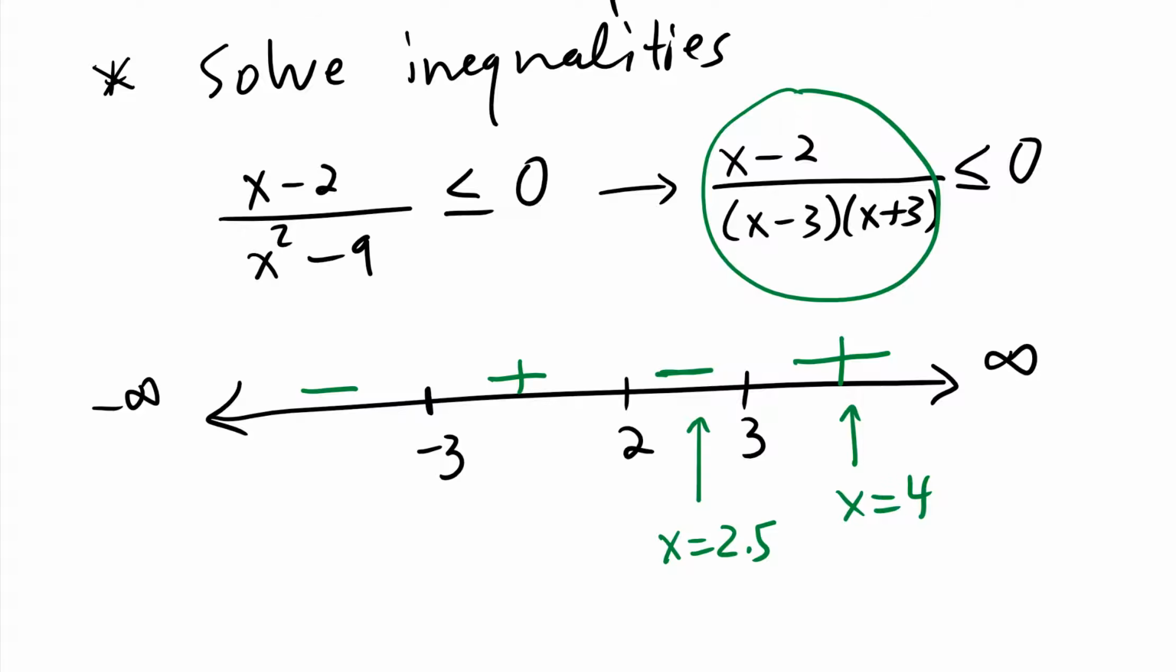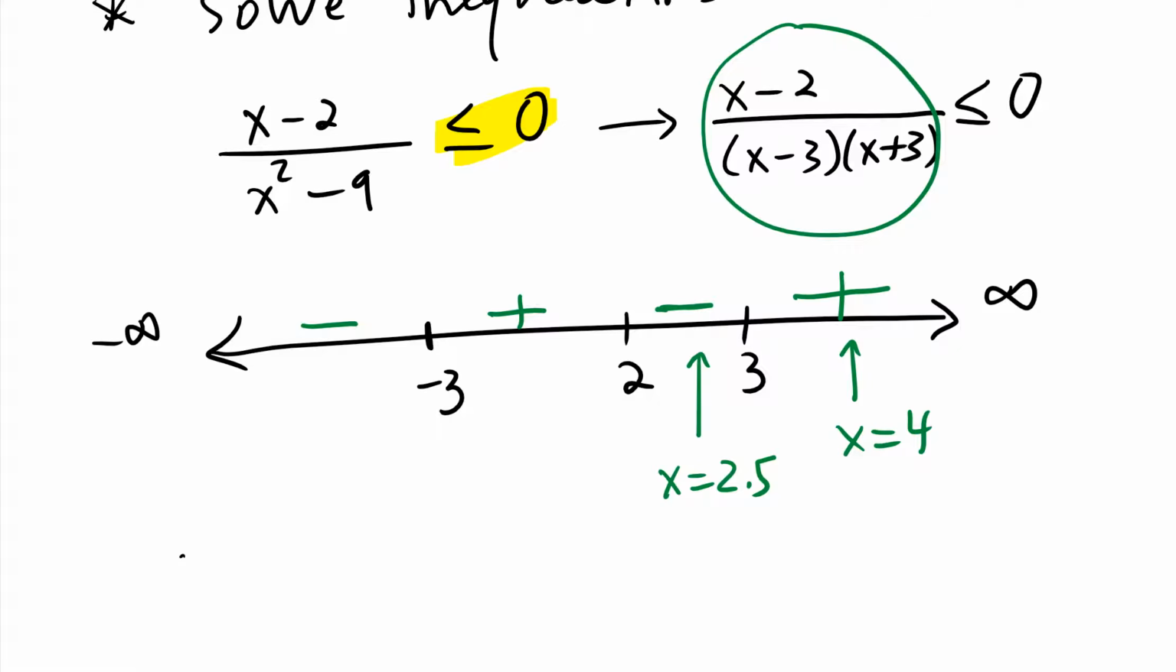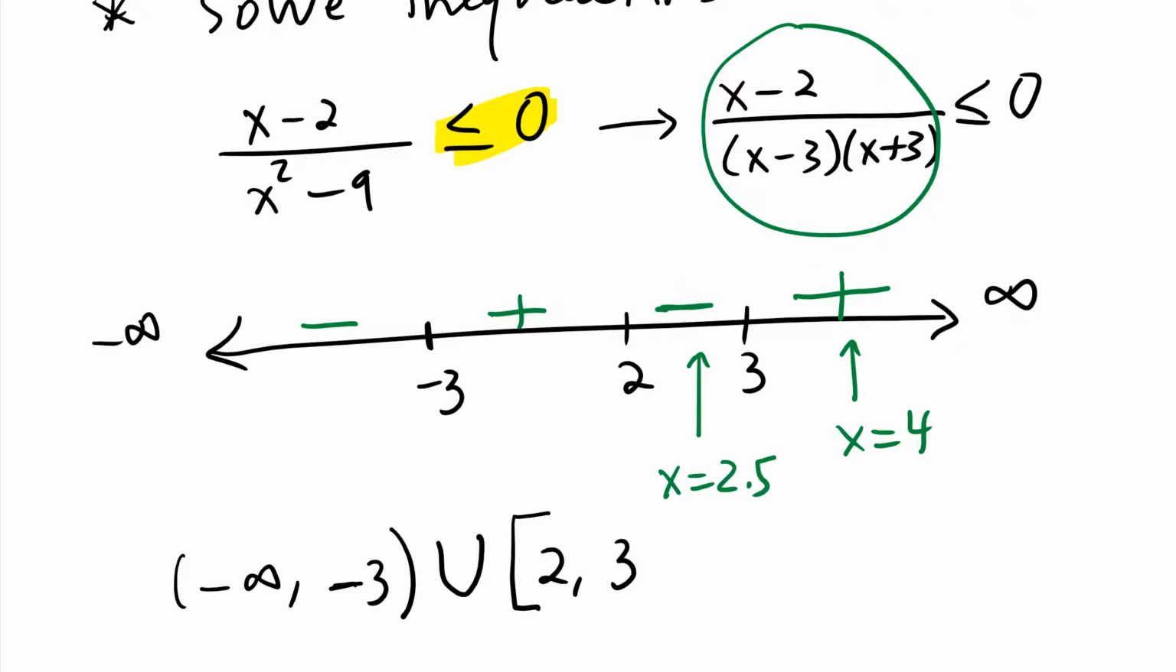The question is asking, when is it negative? When is it less than or equal to 0? It's less than or equal to 0 from negative infinity to negative 3. Now, we cannot include negative 3 because it's in the denominator, so we put a parenthesis, union 2 to 3. 2 is okay to have a bracket because it's on the top, but 3 must have a parenthesis because it's in the denominator. Always at negative infinity and infinity we have a parenthesis.